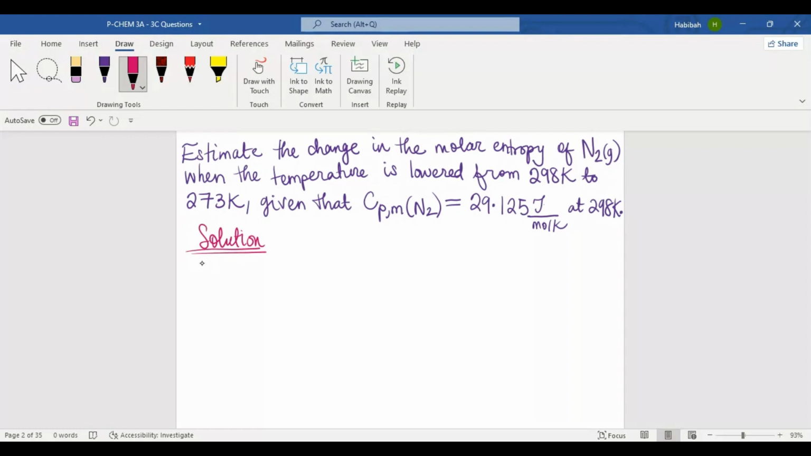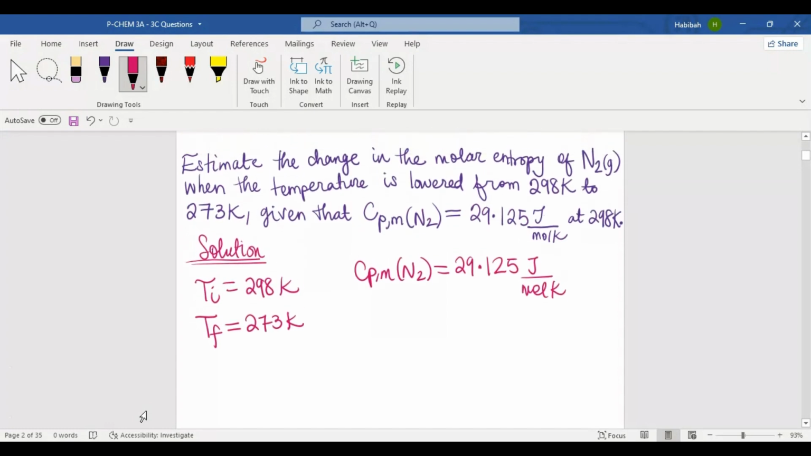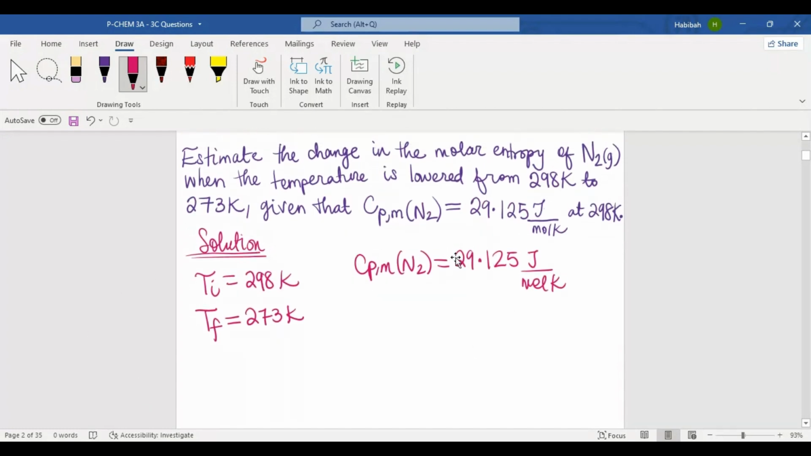So the first thing you have to do when you have a question like this is to write out the parameters. We're told that the temperature is lowered from, so we have T initial to be 298 kelvins. We have T final equal to 273 kelvins. Given that the molar heat capacity at constant pressure of nitrogen gas, that is Cp,m of N2 gas, is 29.125 joule per mole Kelvin. So we're told to estimate the change. The first thing you have to note is that you've been given all of the parameters.